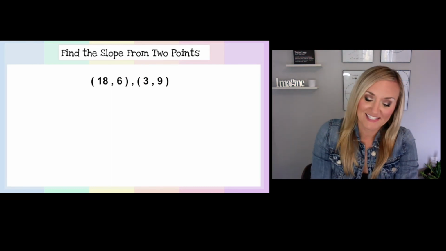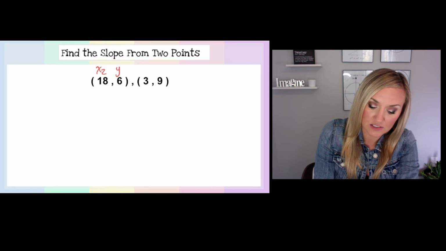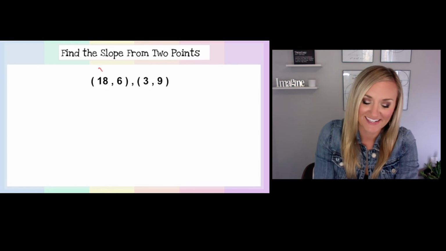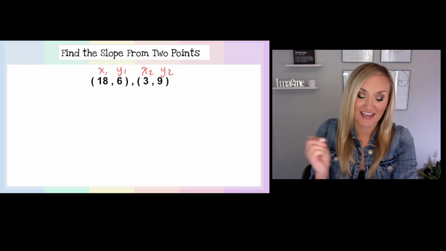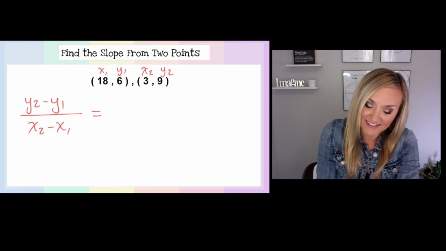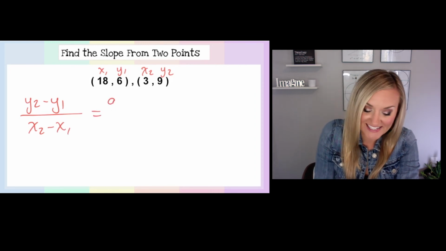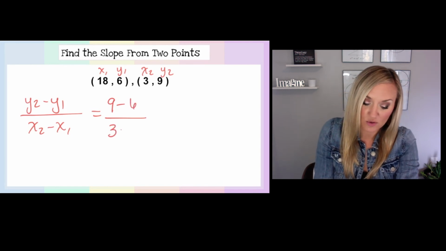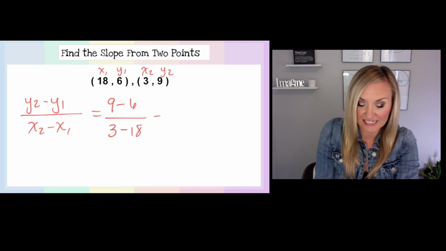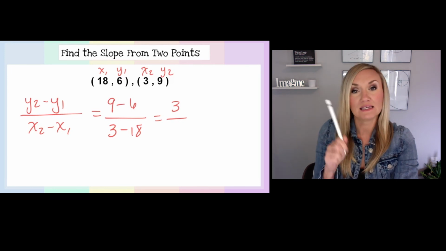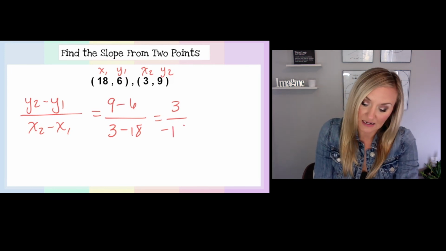Okay, let's keep going. So we have x2 minus, not x2. I got excited, didn't I? Okay, x1. So x1 and a y1 and an x2 and a y2. And our formula is y2 minus y1 over x2 minus x1. And our y2 is 9 minus our y1, which is 6, over x2 is 3, subtract our x1, which is 18. So 9 minus 6 is 3, and 3 minus 18 is going to give us a negative 15.